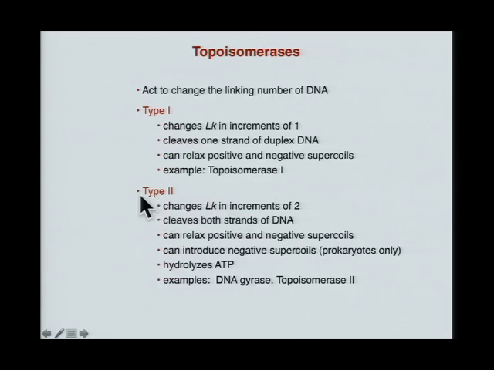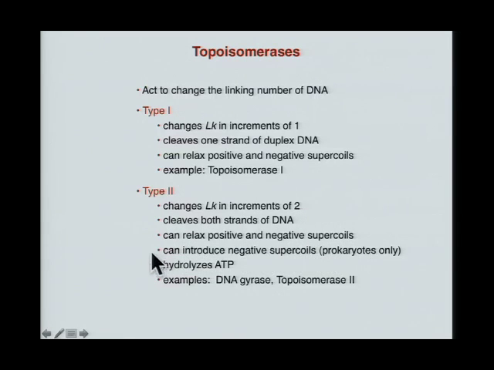Now, the type 2 topoisomerases change this linking number in increments of 2. So this is easy to remember. Type 1, increments of 1. Type 2, increments of 2. And the way they do this is they cut both strands of the DNA and let the duplex DNA pass through. Okay, and so that's how they change it by 2. And type 2 topoisomerases can relax both positive or negative supercoiling.